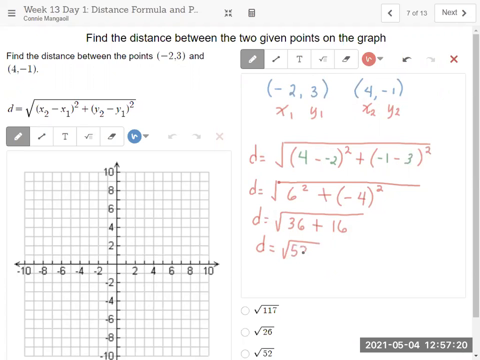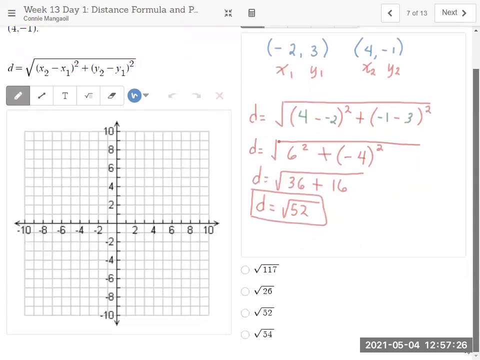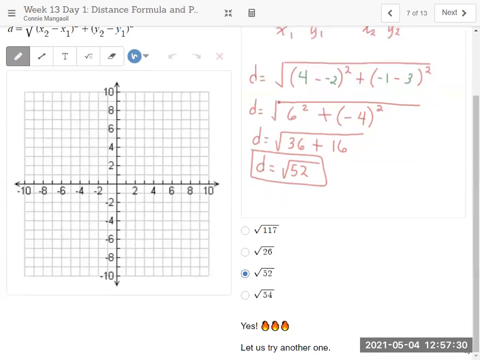So the distance between these 2 points is square root of 52. And it's right down here. So click on square root of 52 and you will get the feedback. We have those 3 planes. Okay?